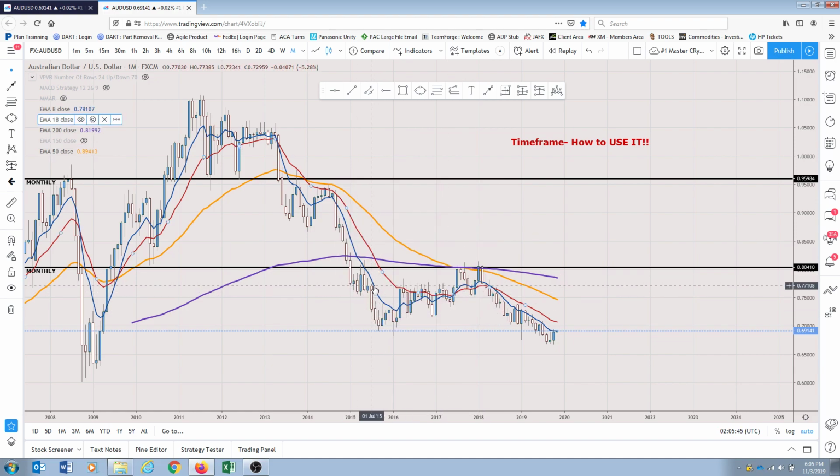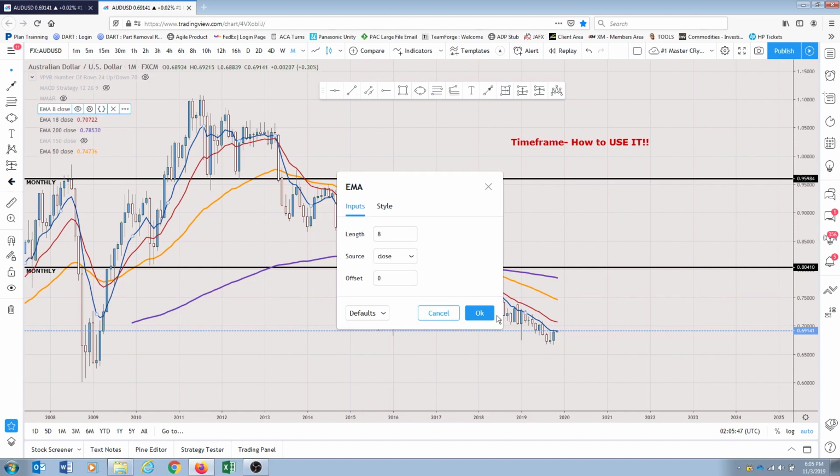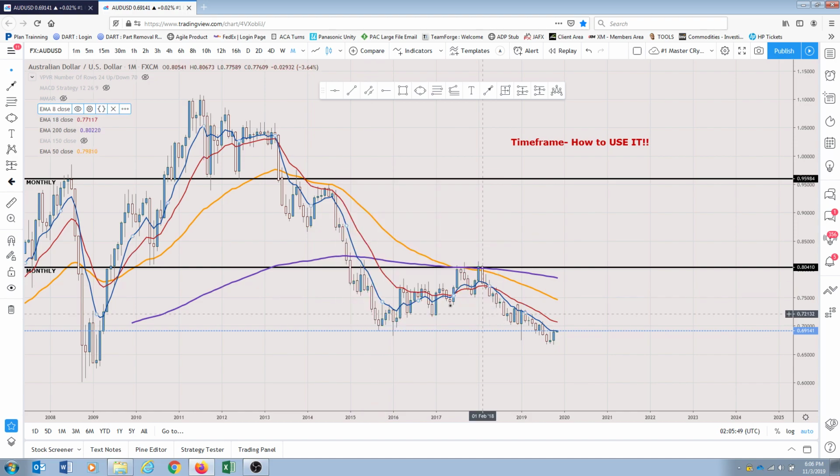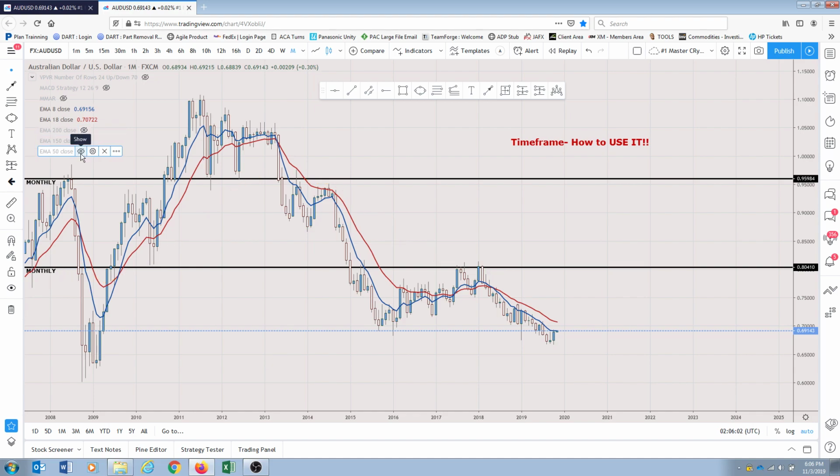Then the EMA 18 here, and the EMA 8. So we want these EMAs only, and what I want you to do is always have the EMA 8 and 18 showing. The 200, we're going to toggle that off. See how the purple line just disappeared? And the EMA 50, we're just going to turn off right now as well.